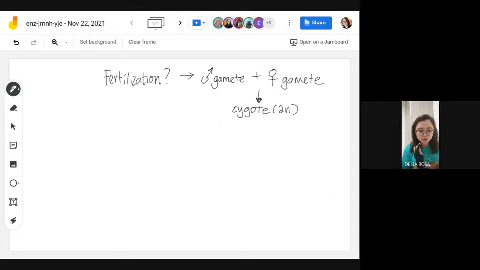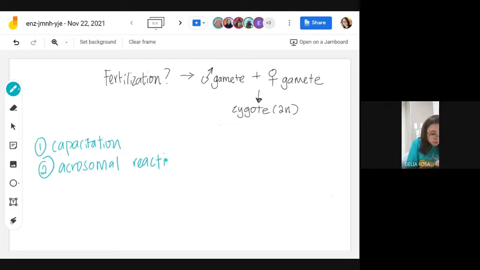Oh, capacitation. Very good. We're starting with capacitation. I'll continue my sentence later ya. Kita tulis dulu jawapan. Okay, first is capacitation. The second stage, acrosomal reaction. Very good.